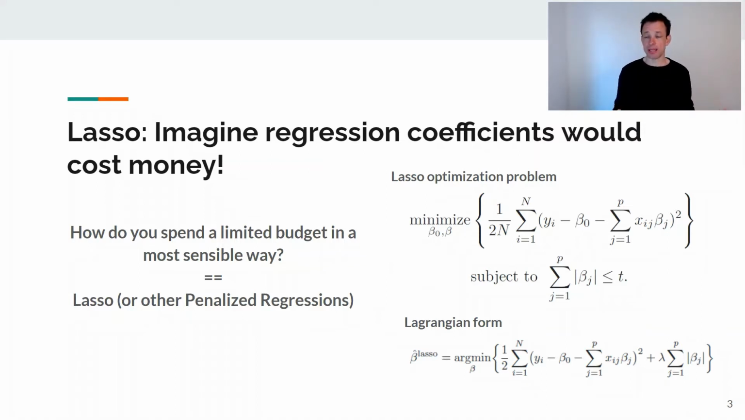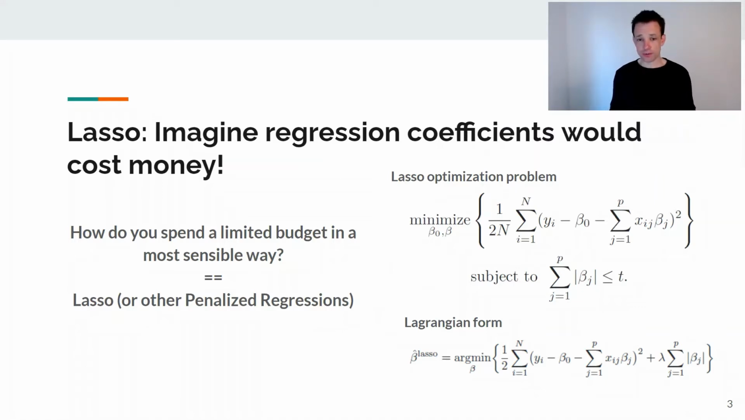And you can spend your money on the regression coefficients in your OLS regression. And what you want is that you have a good fit of your regression line to your observations, and you want to use your budget in such a way that you obtain a good fit. And that exactly is the question that LASSO or every other penalized regression is trying to solve. It's doing a budget allocation, so to say, in a regression context.